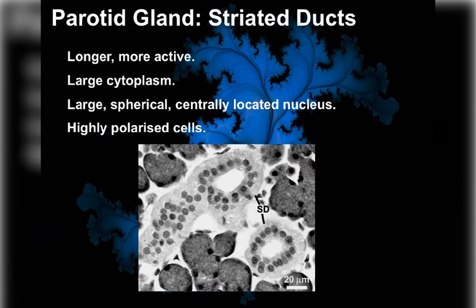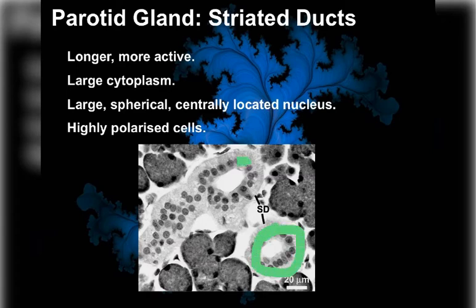Now we'll talk about the features of the striated ducts in the parotid gland as compared to the intercalated ducts of the parotid gland. They are longer and more active. They have large cytoplasm. That's why they appear light, as compared to the dark appearance of the intercalated ducts. They have a large spherical centrally located nucleus. They are highly polarized cells.